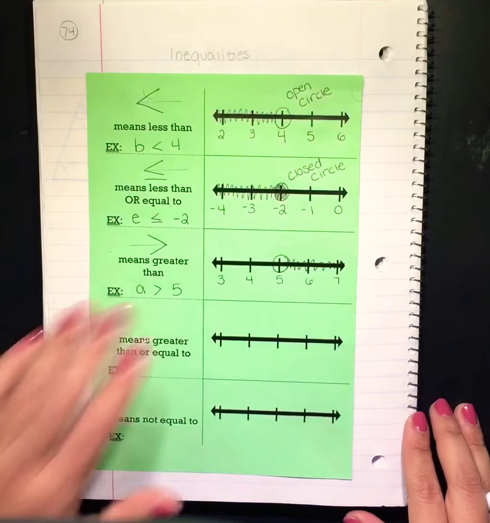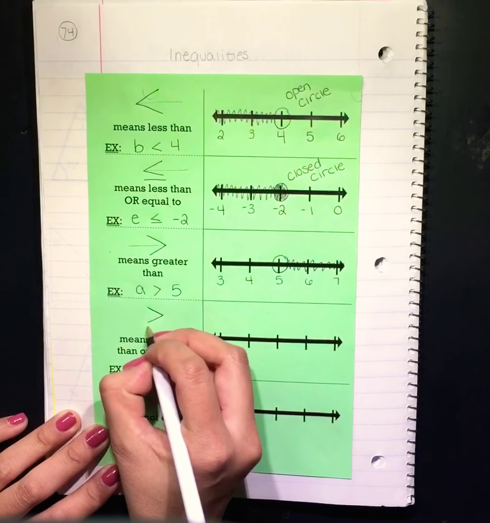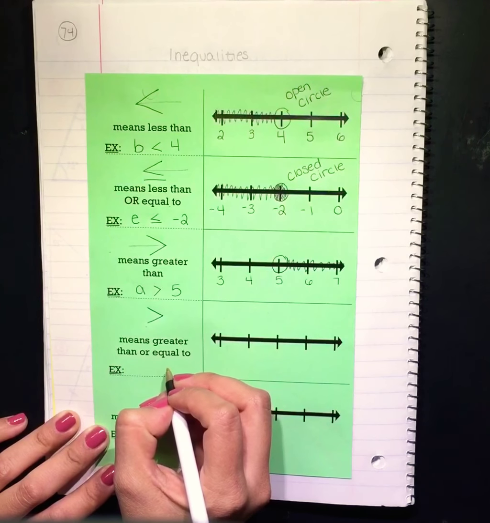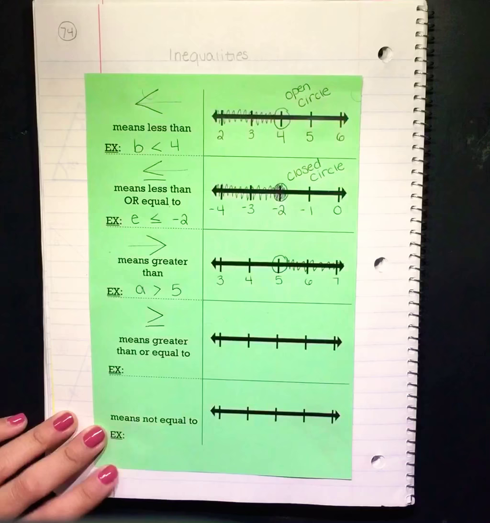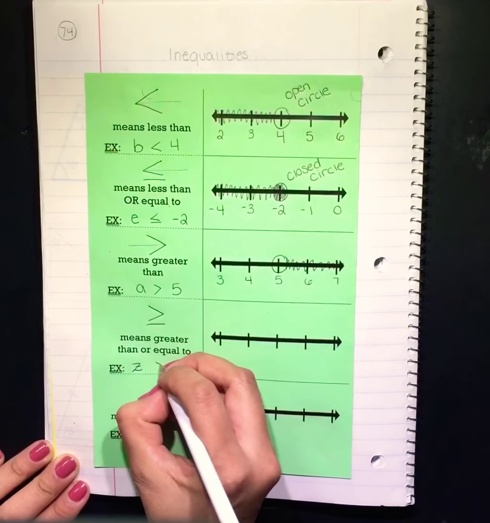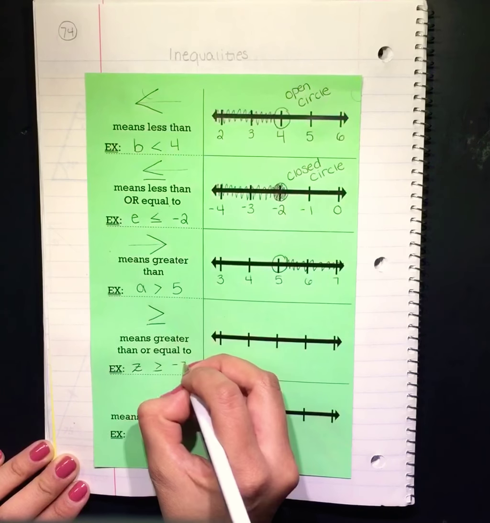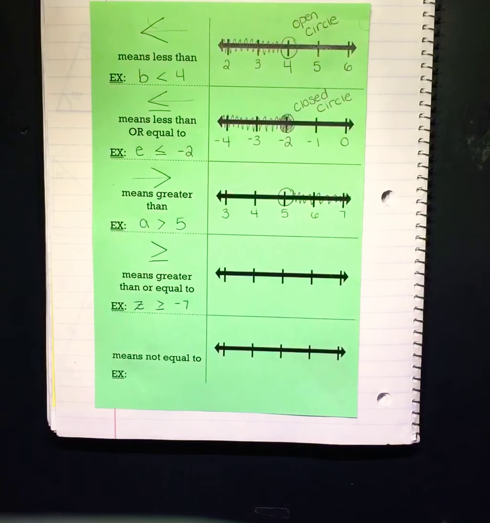Yes. Okay, next one. Means greater than or equal to. Good. So here's your example. Z is greater than or equal to -7. And you have 30 seconds. Make sure you use the number line if you're not sure.